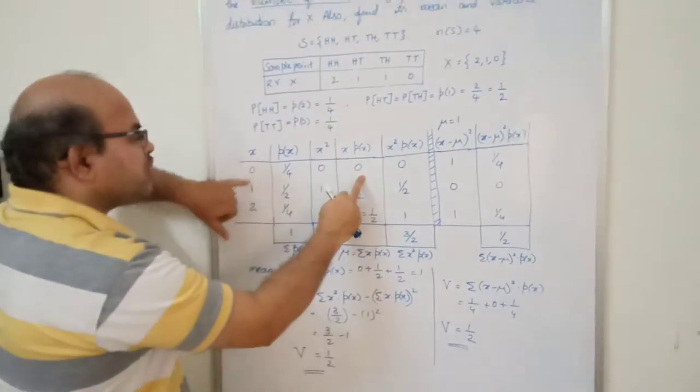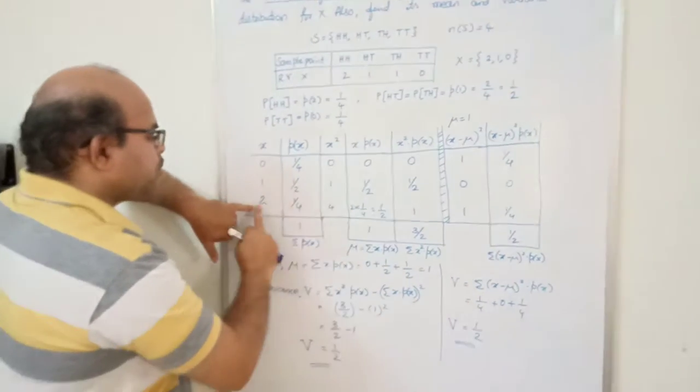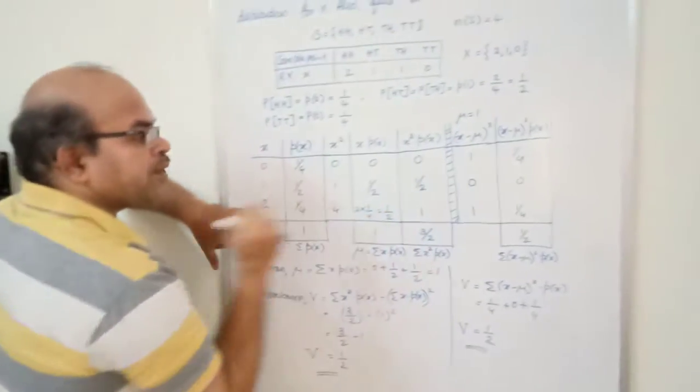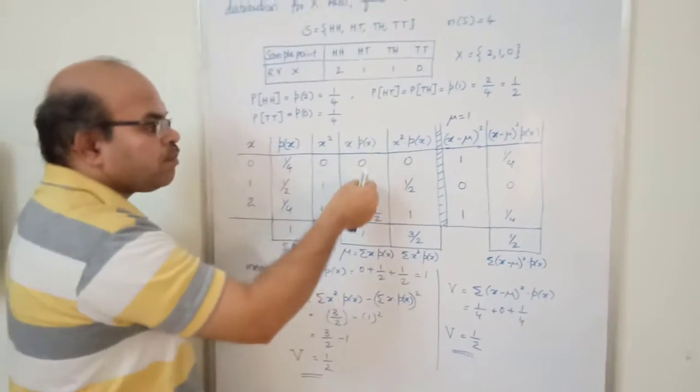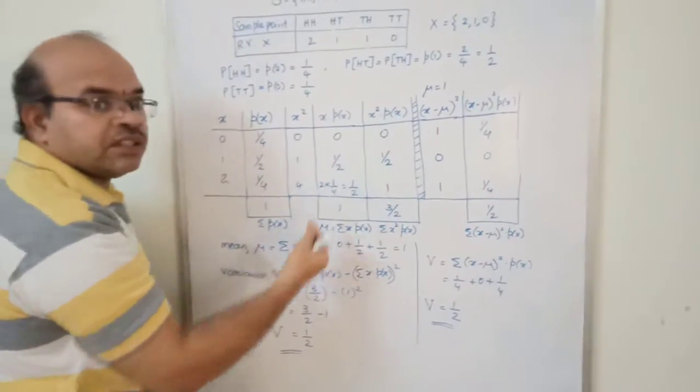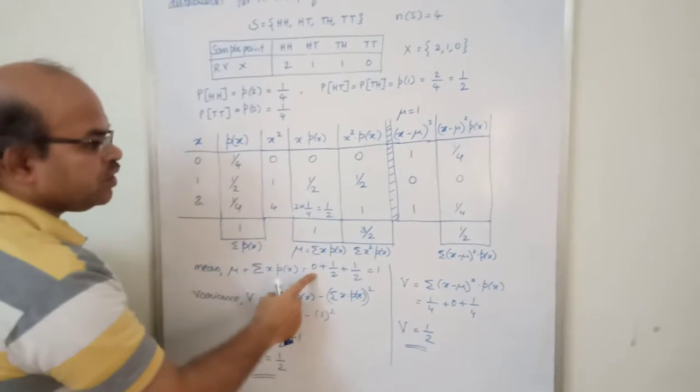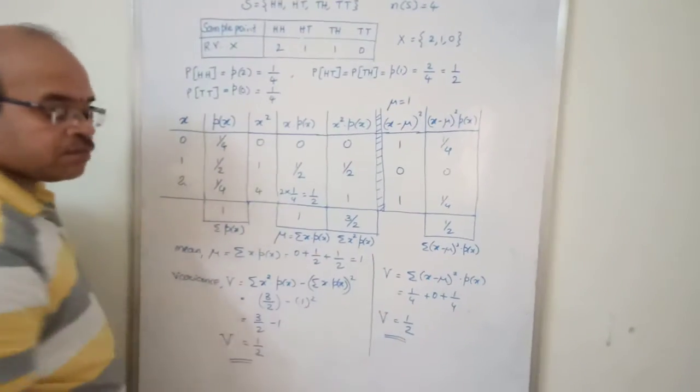0 into 1 by 4 is 0. 1 into 1 by 2 is 1 by 2. 2 into 1 by 4, it's written here, 1 by 2. Now add all these x into P of x. If you add all these, 0 plus half plus half. Half plus half is 1. So what is the mean now? Mean is equal to 0 plus half plus half, that is 1.